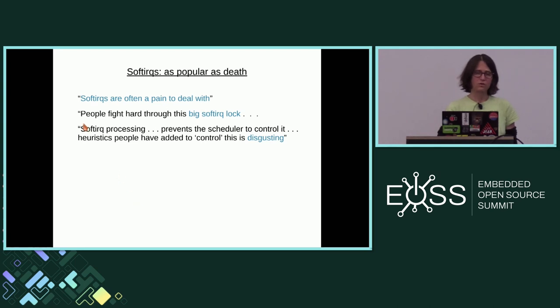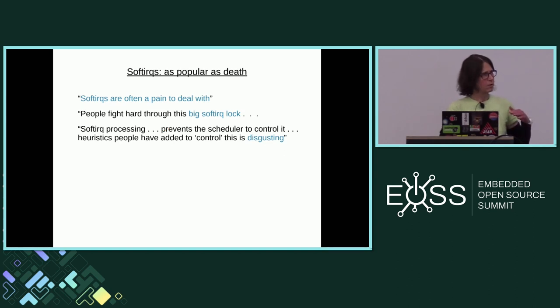Here are some money quotes from famous Linux kernel maintainers about Softirqs. This one, "Softirqs are often a pain to deal with," appears in the kernel's official documentation. So it's not just my opinion, it's actually a fact. Here is a quote from Frederic Weisbecker, who is a Linux kernel fellow, who said, "People fight hard through this big Softirq lock." Here, Frederic is making a reference to the big kernel lock, which took years and years to remove from the kernel. Why are Softirqs like the big kernel lock?